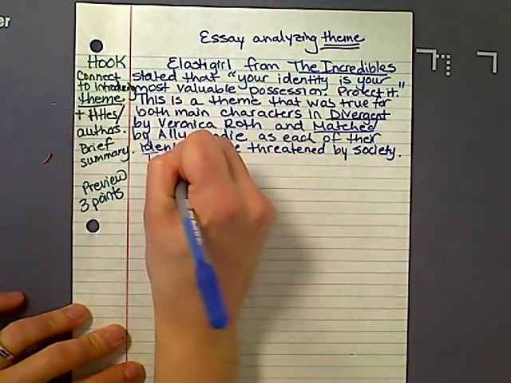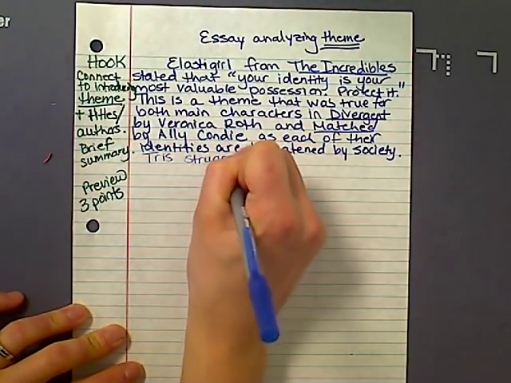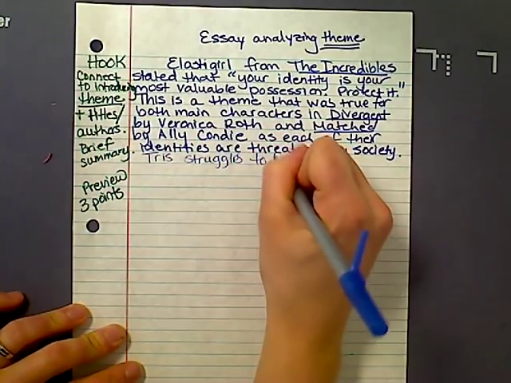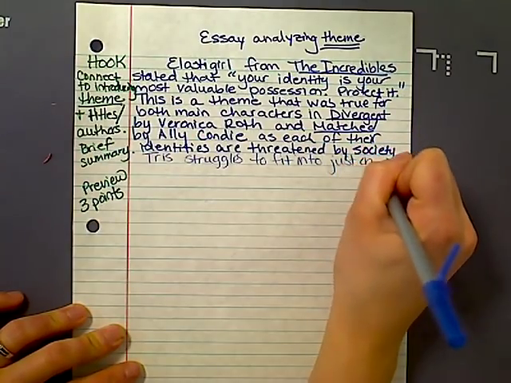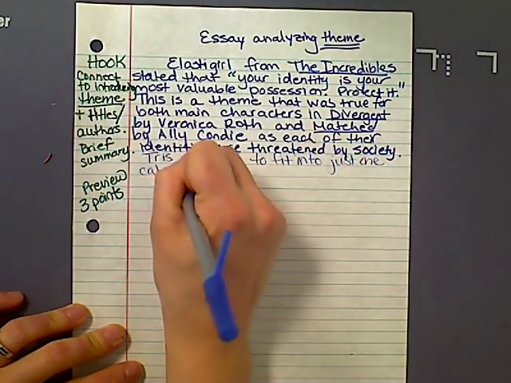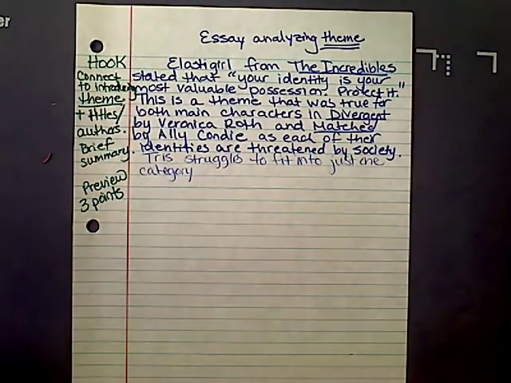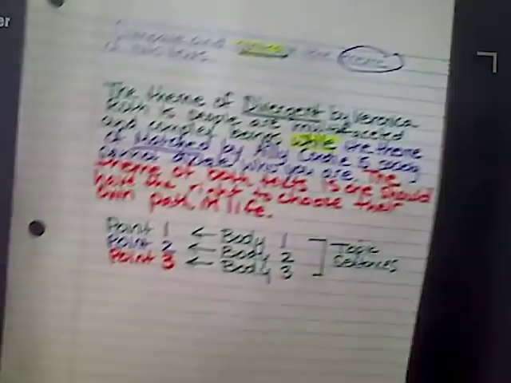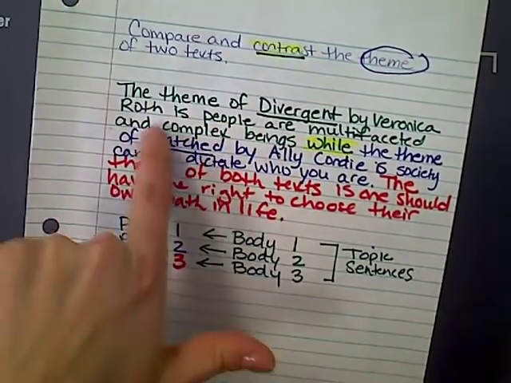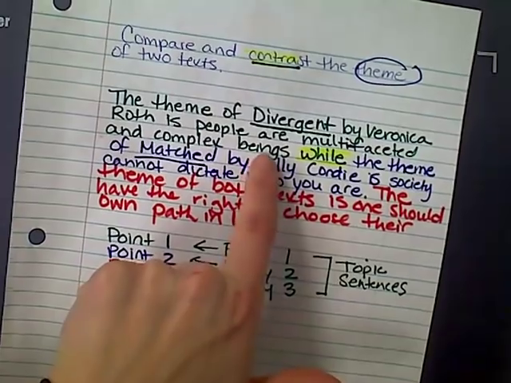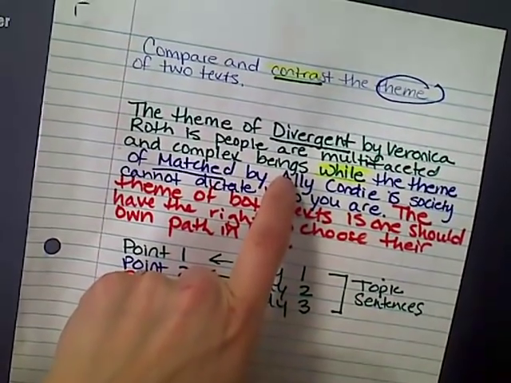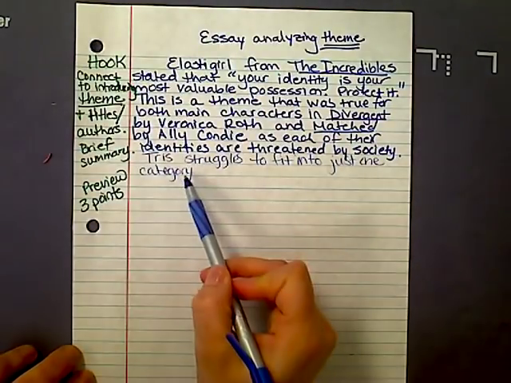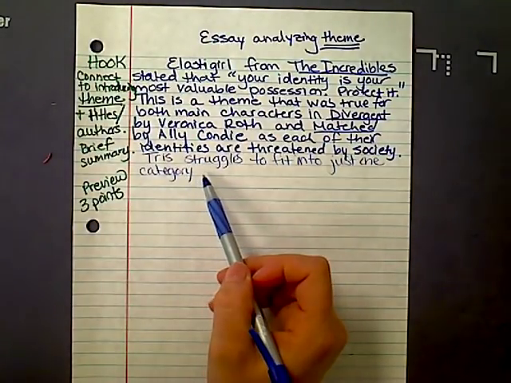So I'm just going to go right in and I'll say Trish struggles to fit into just one category. How did I know to say that? Well, I've already written my thesis, which is the first thing you should always do. And in my thesis, I'm saying people are multifaceted and complex beings. That's my first point, which means there's just not one thing that's true about you. You're not just one thing. You're many things. You're multifaceted. So I said, Trish struggles to fit into just one category. So that's me previewing my first point.